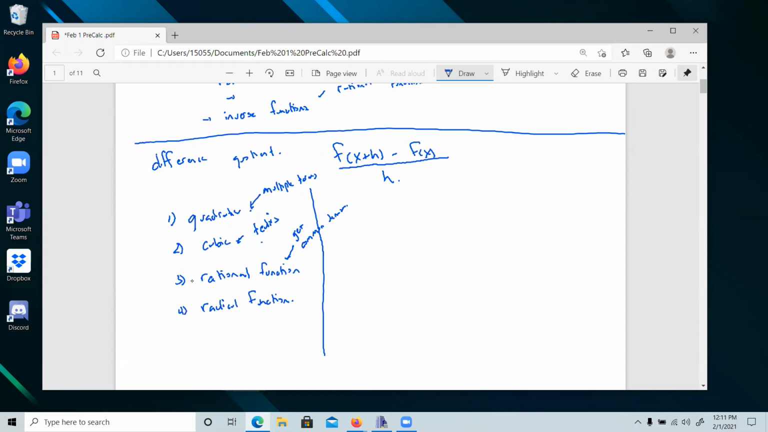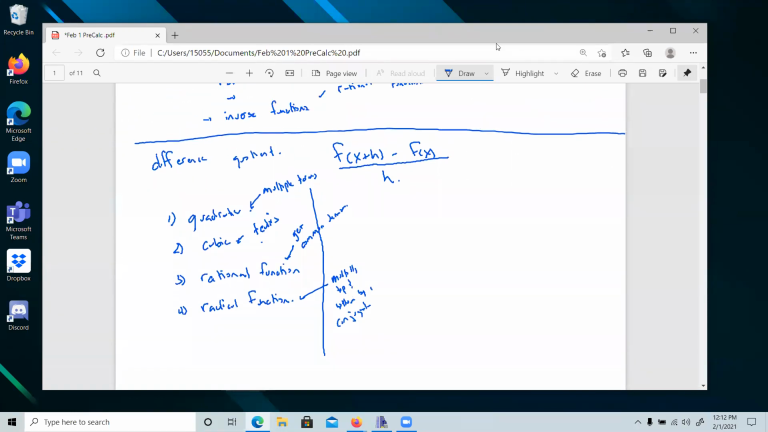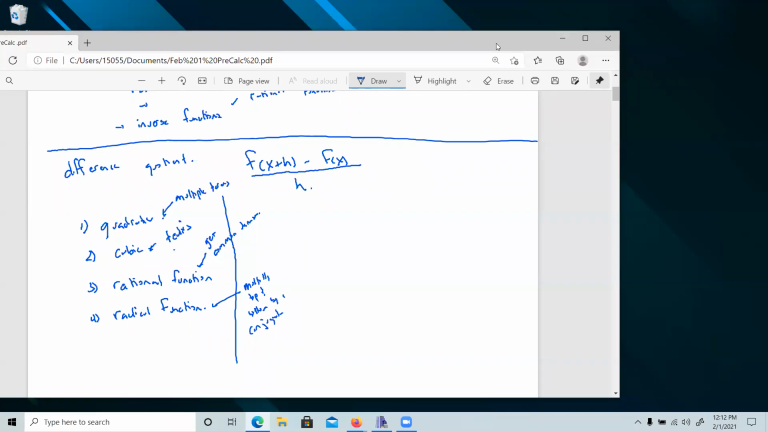And then the radical functions, this is the trickiest because you have to remember to multiply top and bottom by 1. Okay, the conjugate. So one thing I do want you to remember, because I even saw this in some people's homeworks, was they got down to a value of 1. Okay, so remember what the difference quotient is.